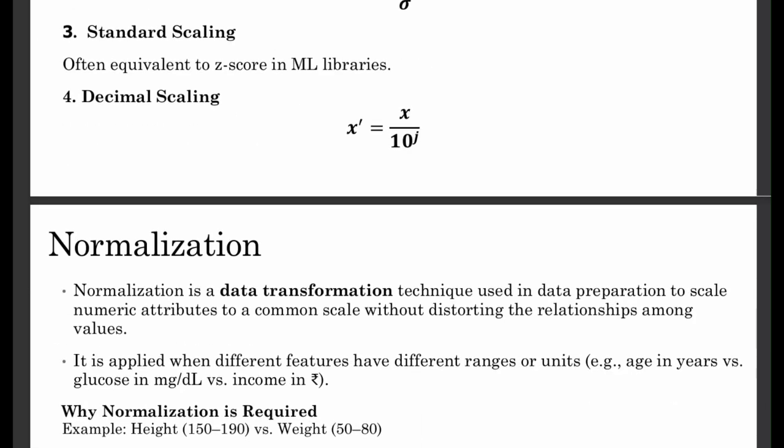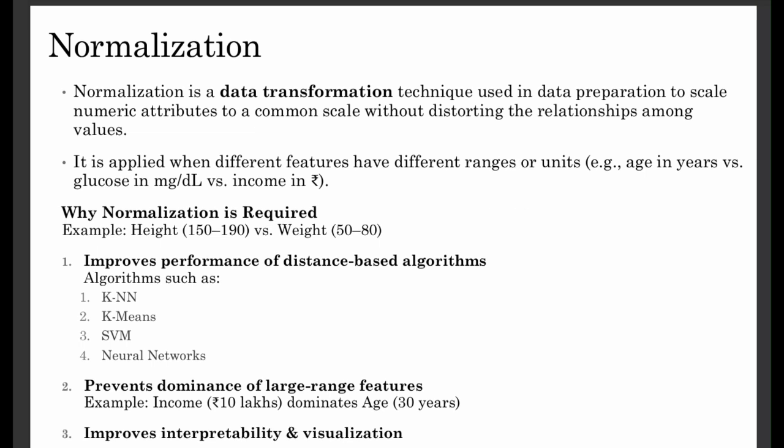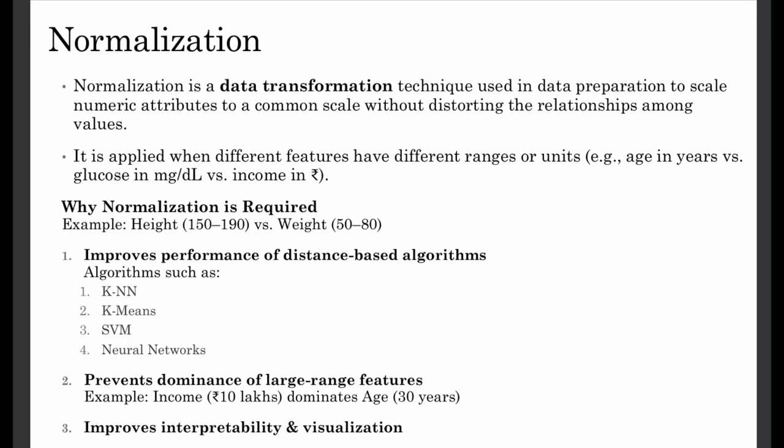Distance based algorithms like KNN, K means, SVM, and neural networks are extremely sensitive to the scale of features. Without normalization, a feature with a range of 10,000 will dominate a feature with a range of 10, even if the smaller range feature is actually more informative. Normalization reduces the dominance of large range features and improves interpretability.